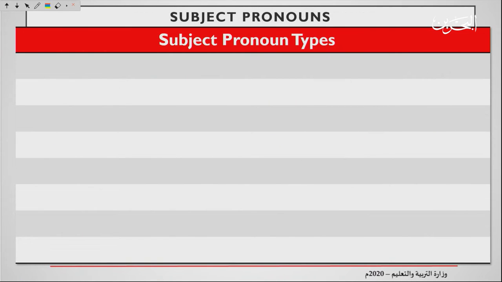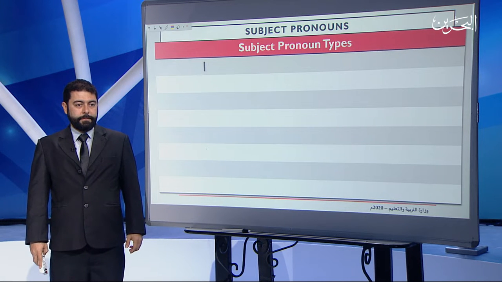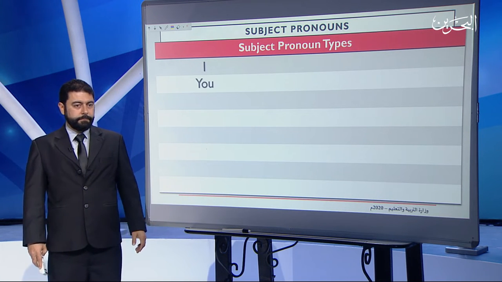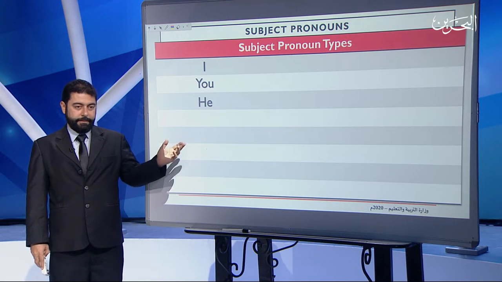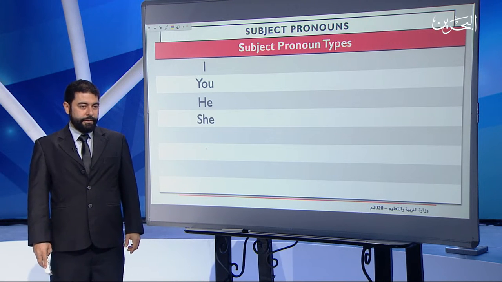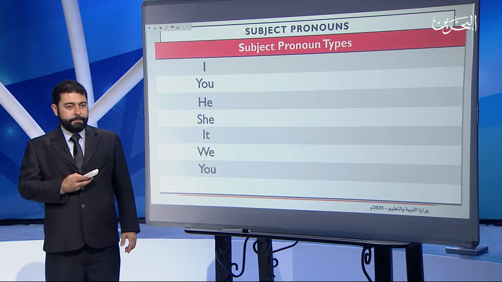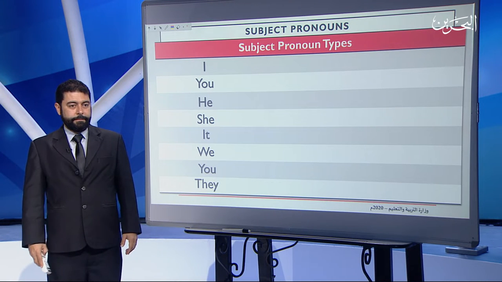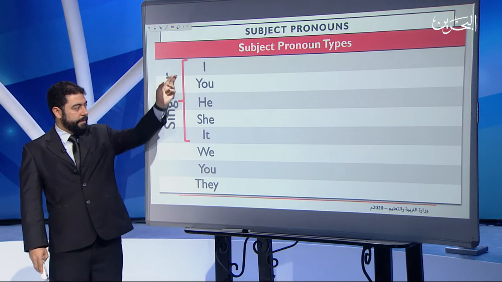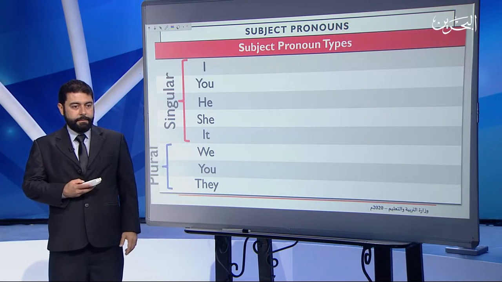All right. What are the types of the subject pronouns? We have I, you, and he. What comes after he? She. What comes after she? It, and then we, you, and last, they. And as we said before, these are singulars, and these are plural.